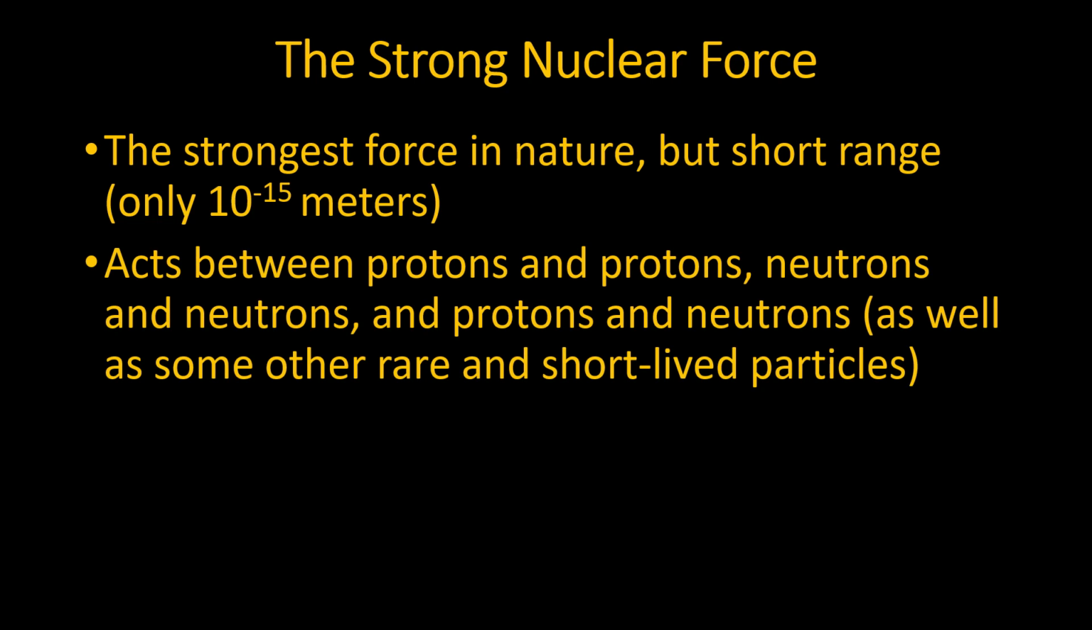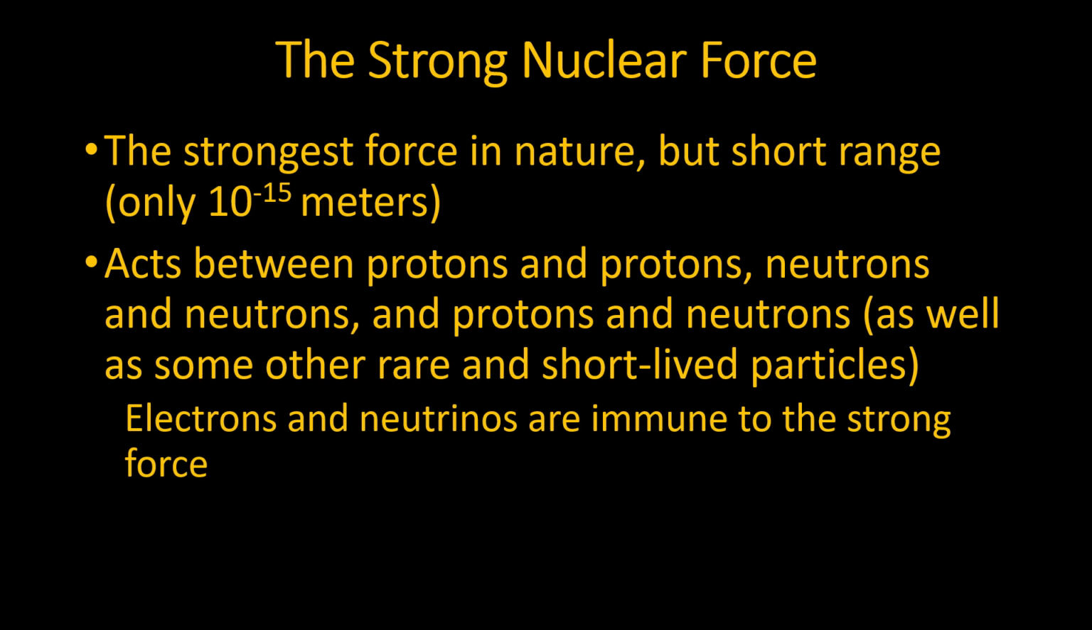There's an entire class of particles that are immune to the strong force. Electrons are in that class of particles, and so is another particle we'll learn about that plays a role here, called a neutrino. And a neutrino is not a neutron. It's a different type of particle, but electrons and neutrinos are immune to the strong force. So even though it's the strongest force in nature, it doesn't even act on those particles.